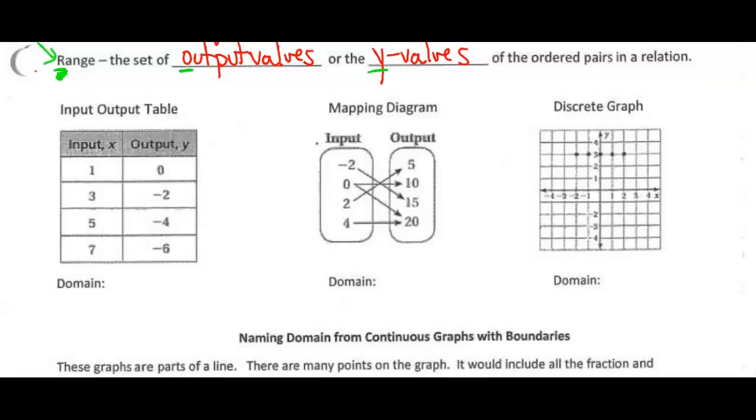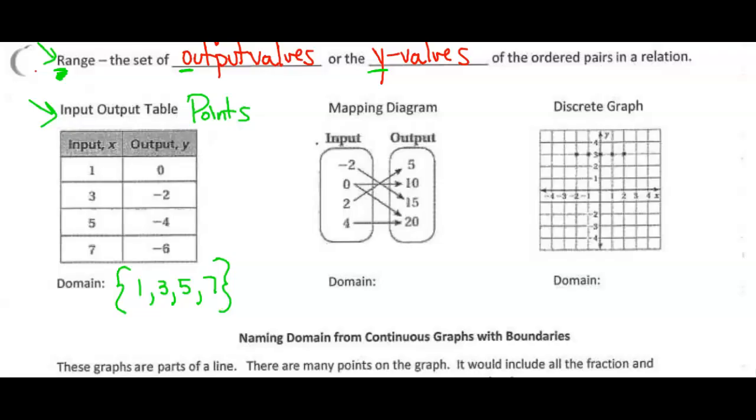So we're going to focus only on domain today. So if I give you this input table right here, and I say, give me the domain. These are a bunch of points. Because they're a bunch of points or ordered pairs, you make some kind of squiggly bracket. It doesn't have to be perfect. You're going to write each of the domain or x values. And that's it. So the domain of that input-output table is 1, 3, 5, 7.